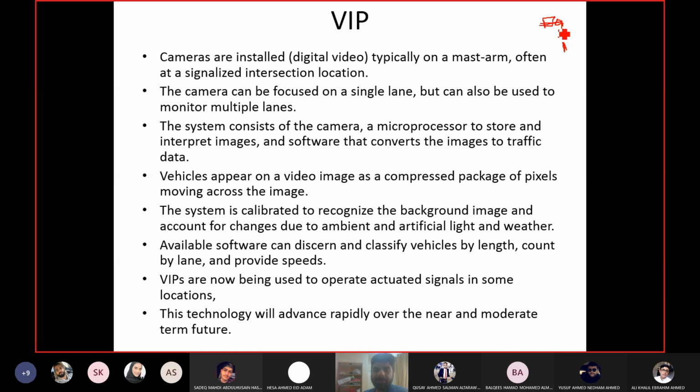The vehicle appears in the video as a compressed package of pixels. A video or image is made up of pixels, so if the pixels are in a particular order, the camera or the microprocessor should detect it as an image. In order to give the processor the ability to identify vehicles, you have to do some calibration yourself.